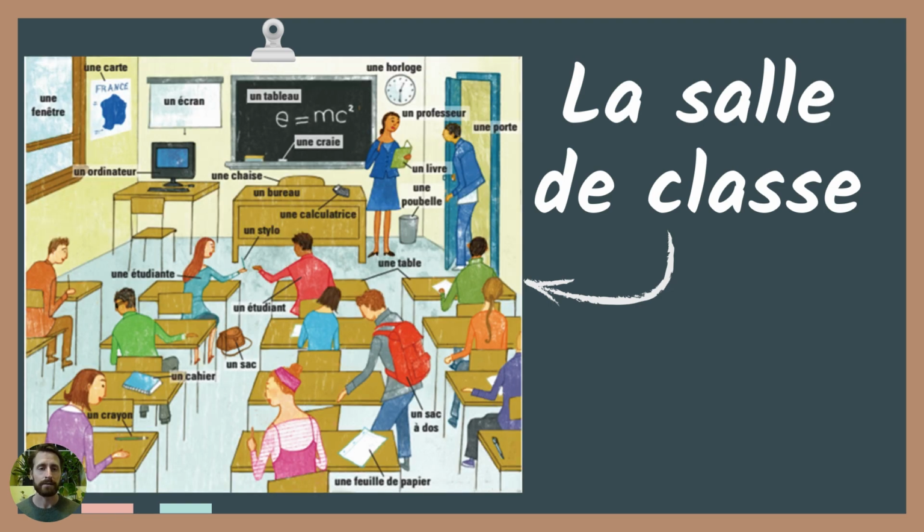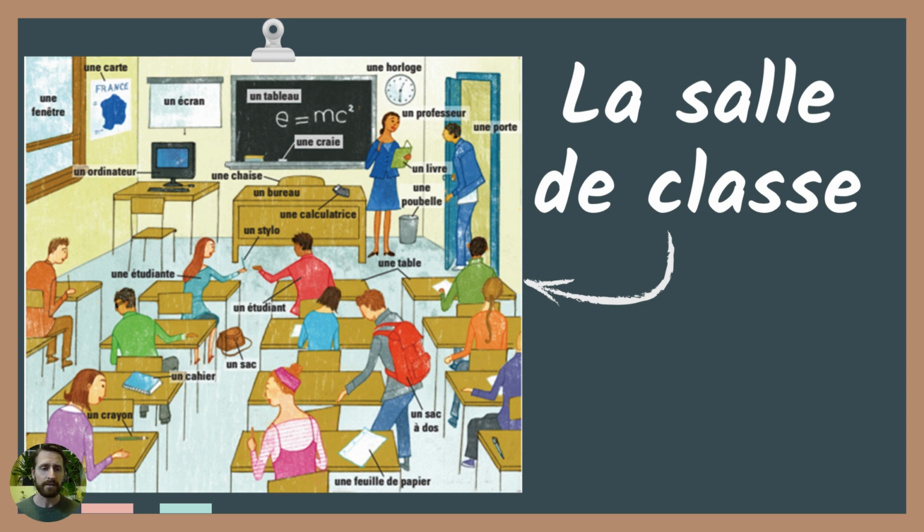Okay, let's take a look. So here we have obviously a ton of different words here. I'm not going to go through each and every one of them, but I'll go through some of the maybe more convoluted areas. So let's take a look at the blackboard. We have above the E equals MC squared, we have un tableau. That would be the blackboard itself. Une craie, that would be a chalk. We have une chaise, this is a chair. Un bureau would be the desk. And then, of course, une calculatrice would be the calculator that's sitting on the desk.